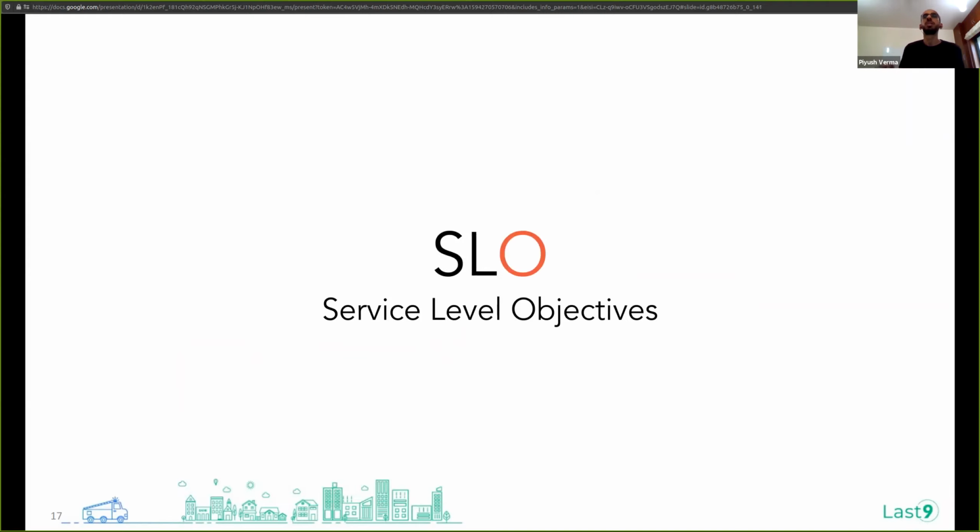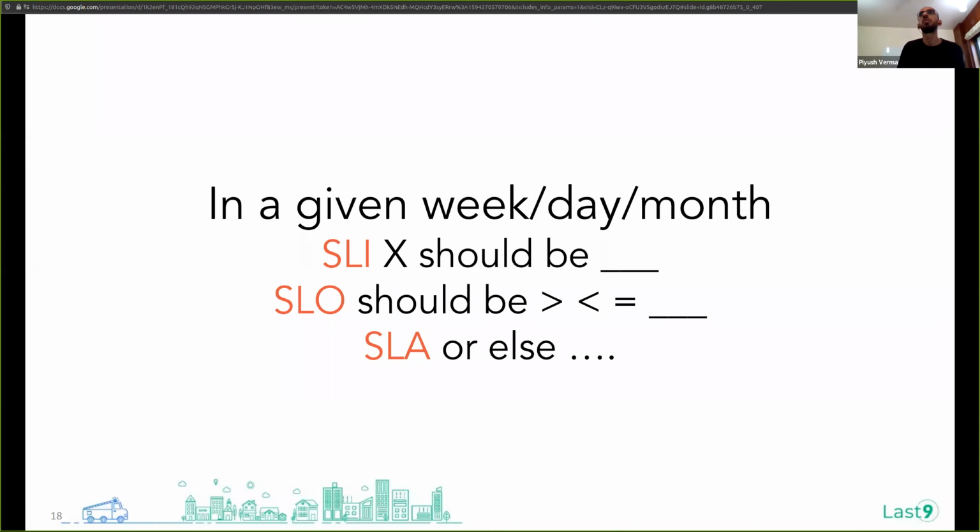A service level objective, this is something that I borrow from New Relic, and these guys actually say it in a very good way. In a given week, day, or month, X should be less than or greater than, or else. It's a very simple way of putting it: in a given week or day or month, my latency should be less than 500 milliseconds, else we need to spawn another server. That's a violation and an agreement that we need to actually do something about it. Very simplistically put, this captures both what SLIs and SLOs are.